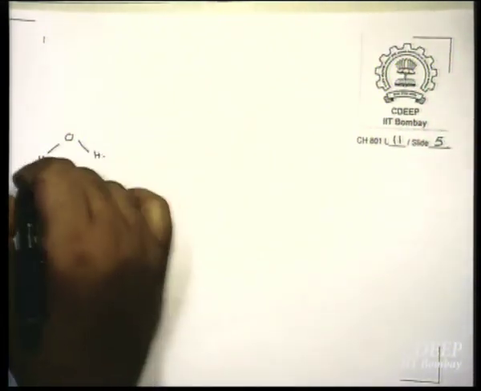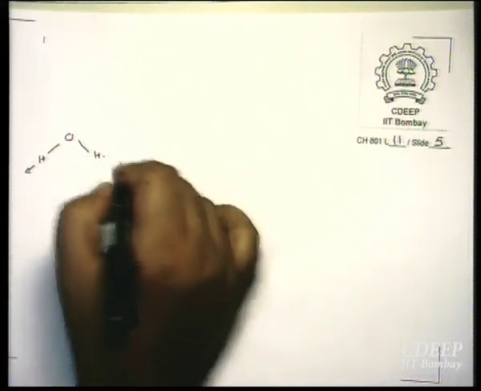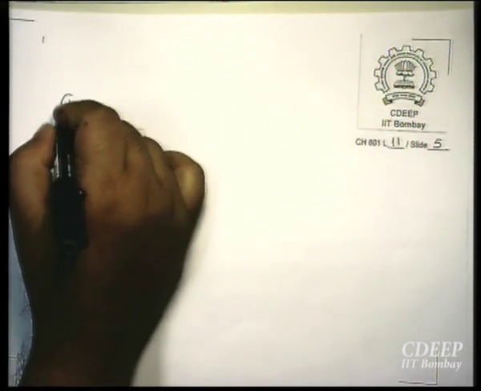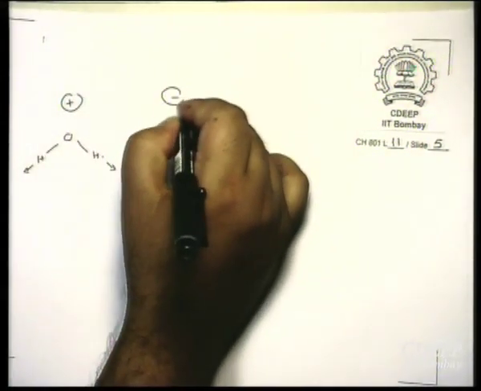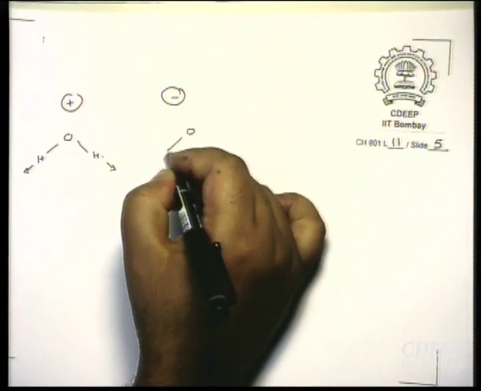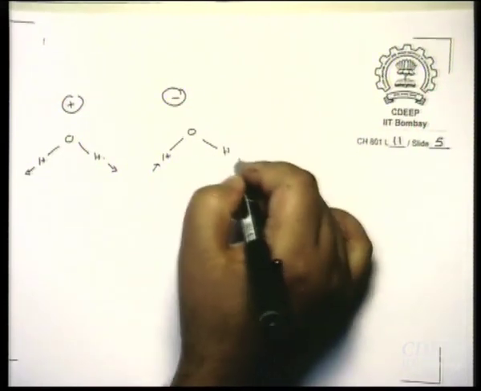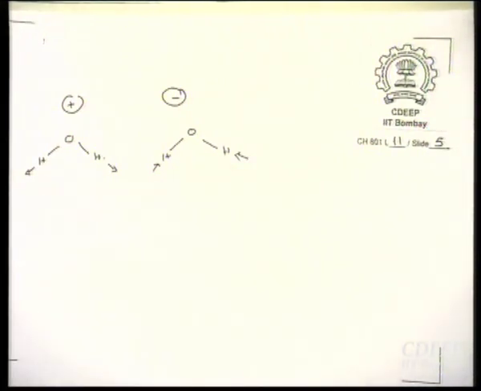Okay. What is the first one? Symmetric stretch. What is the meaning of symmetric stretch? The 2 bond lengths become long at the same time and they become short at the same time. So, this is plus phase, this is minus phase. Okay. So, this is plus phase. What will be the minus phase? Both are getting short. Okay.